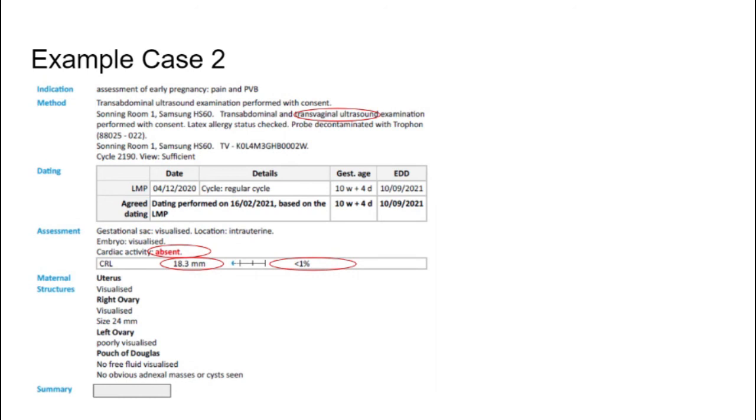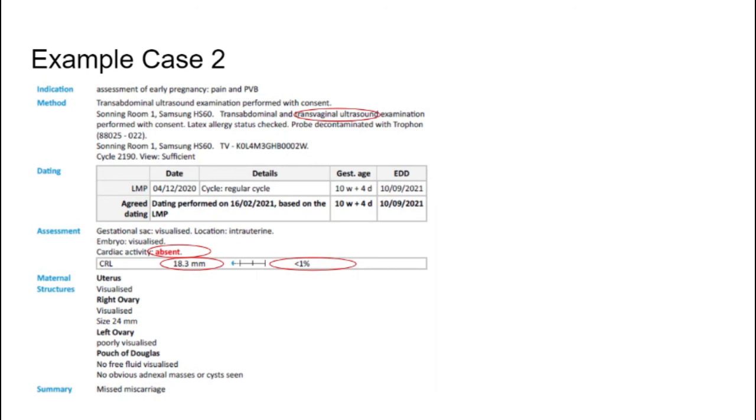And by 10 weeks, we should be seeing a significantly larger fetus. So by 10 weeks, I'd expect to see about 40 millimetres, something like that. So this is well below the first centile. This is much smaller than we would expect for this age. So the summary for this scan would actually be a missed miscarriage.